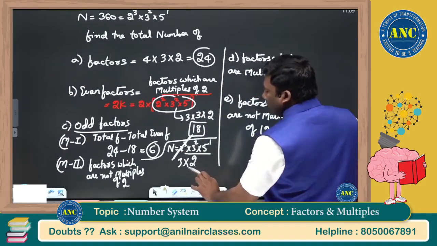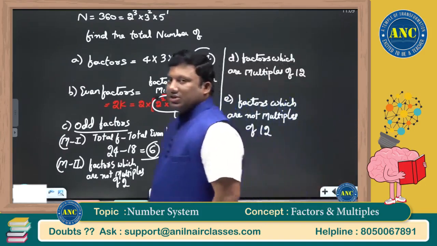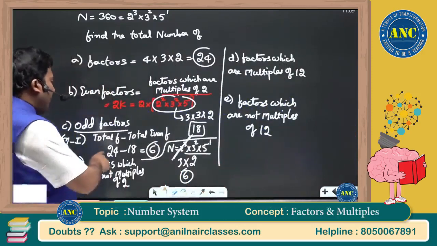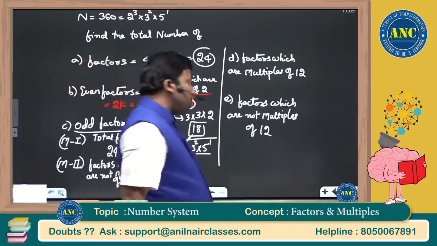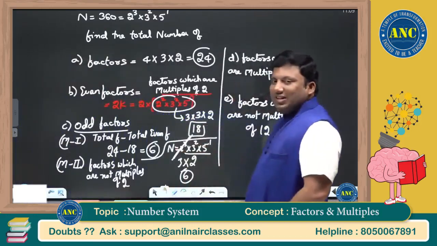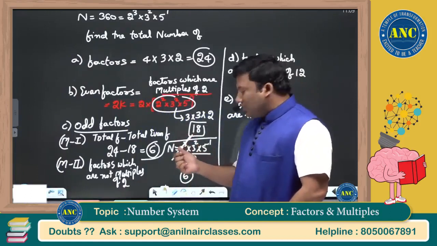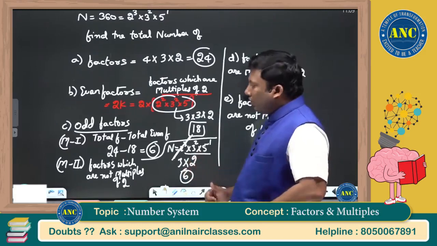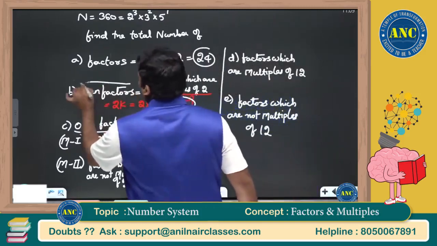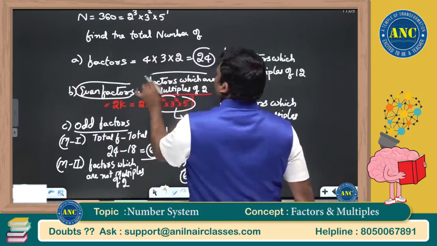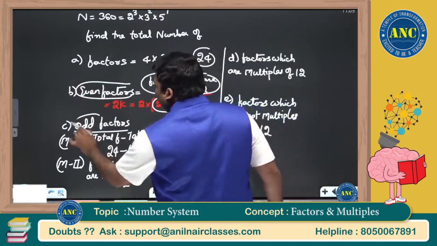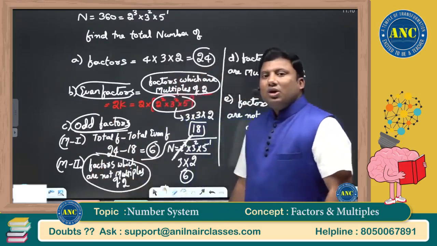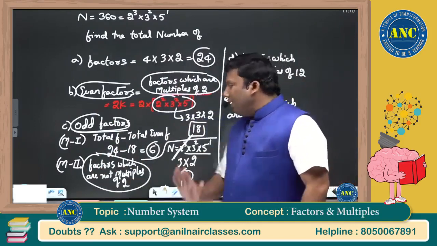0 to 2, 3; 0 to 1, 2. What will be the answer? 6. Factors which are not multiples of 2 means remove all the powers of 2. 2 power 3 is taken out. Even if you keep 2 power 0, the answer will not change. So 0 to 2, 3 cases; 0 to 1, 2 cases. Even factors are multiples of 2. Odd factors are not multiples of 2. I hope the idea is clear.